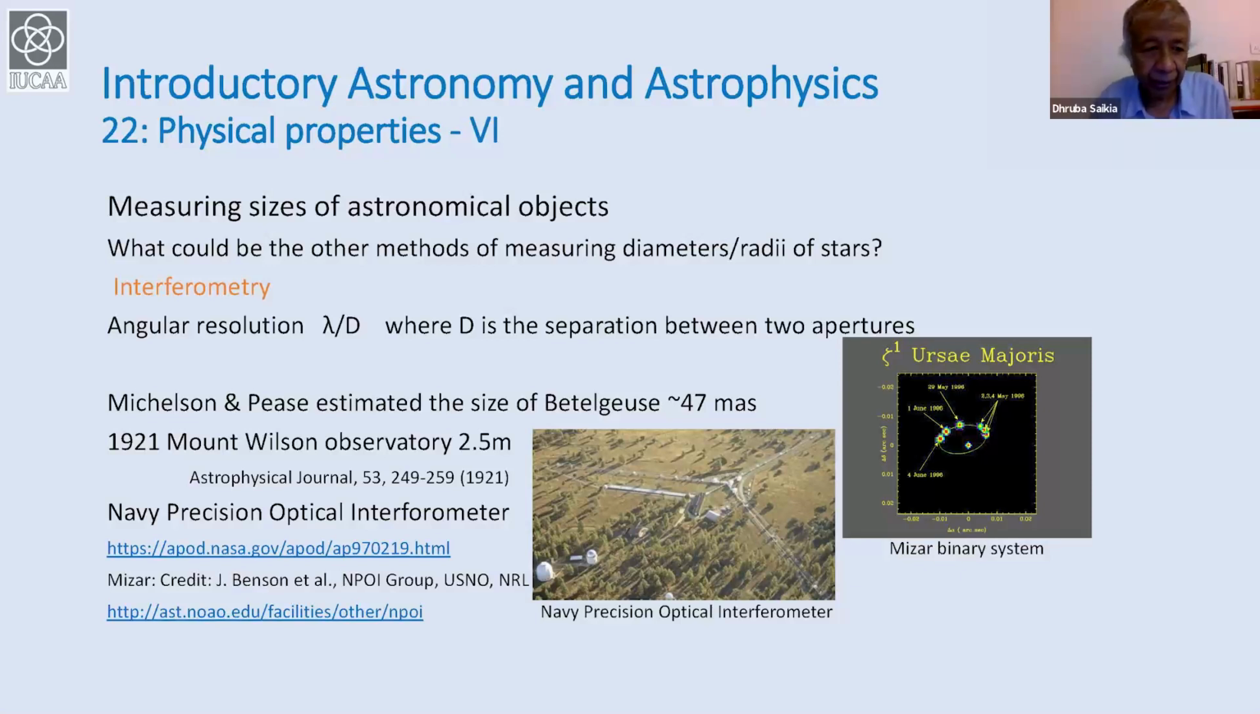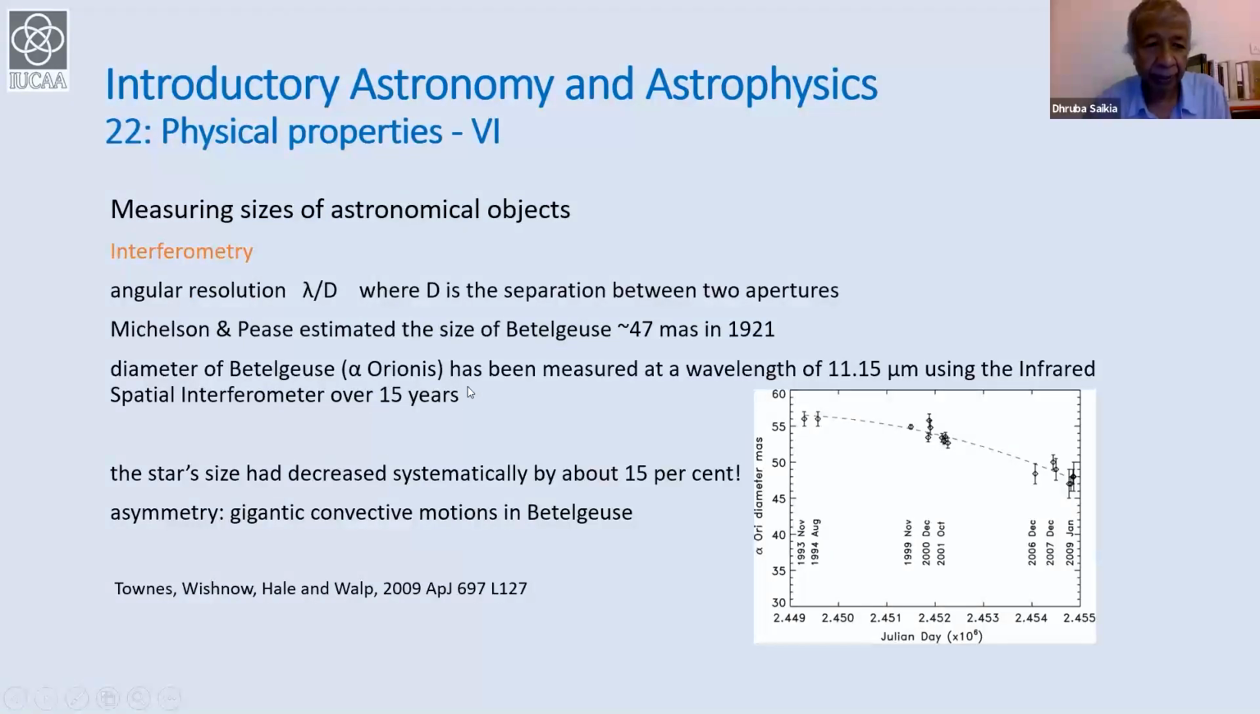The picture I've shown over here is a Navy Precision Optical Interferometer near Flagstaff, in the United States. And that has actually revealed a lot about binary systems, about the motions of binary systems. There is also Mizar, the Mizar binary system. The motions have been followed by interferometric observations, which I've shown over here. So interferometry is another important way of trying to measure sizes, okay?